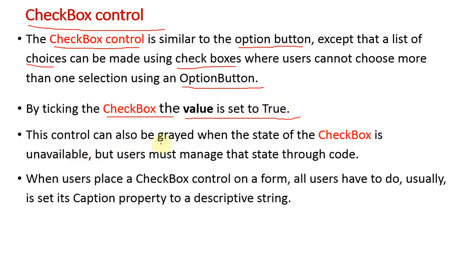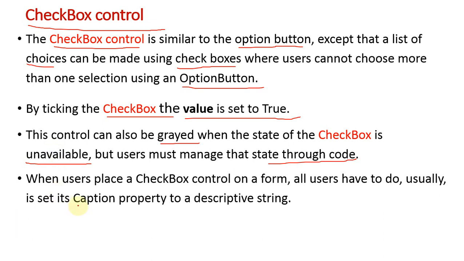This control can also be grayed when the state of the checkbox is unavailable. So when it is unavailable, it will be displayed in gray color. But users must manage that state through the code. You have to mention it. So sometimes some options will be in disable mode. If the user chooses something, then it will be enabled. Or if any other option is chosen, then automatically that will be selected.